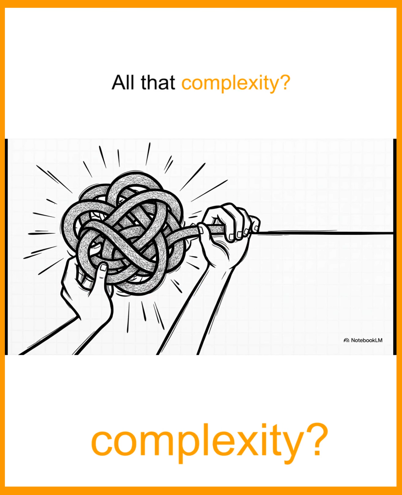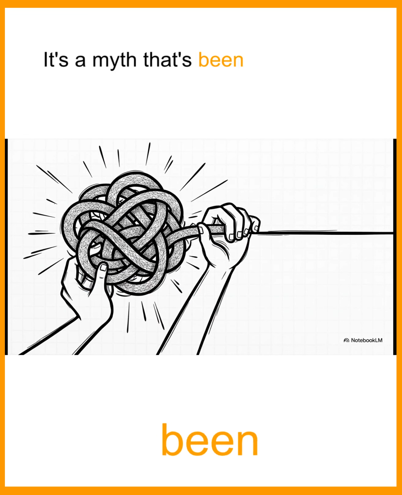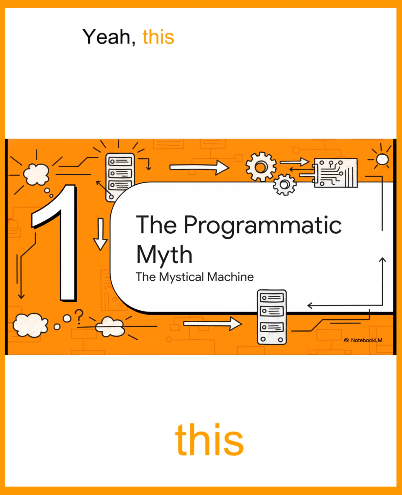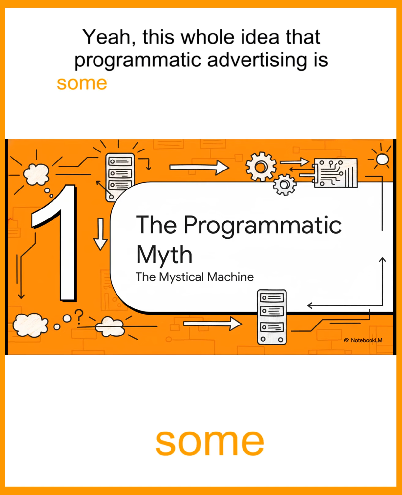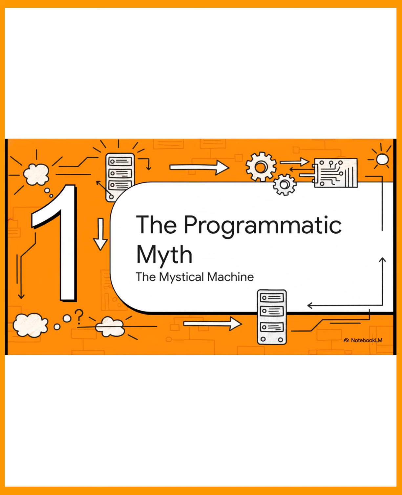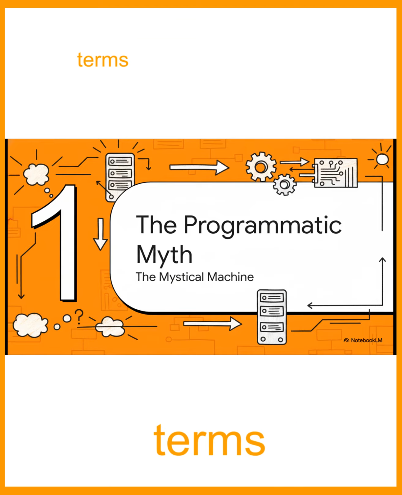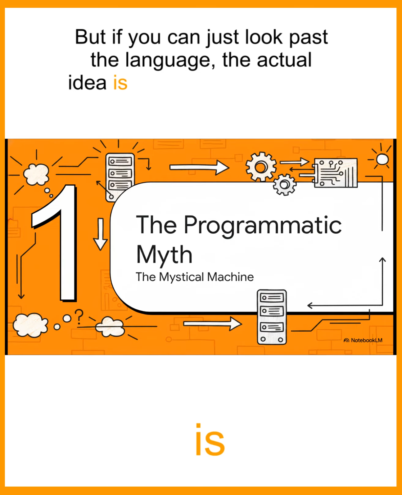It really isn't. All that complexity, it's pretty much an illusion. It's a myth that's been built up with a whole lot of confusing language. And today, we're going to tear that myth down. Yeah, this whole idea that programmatic advertising is some kind of mystical machine, it's just that. A myth. Honestly, it feels like it's been deliberately wrapped in confusing acronyms and technical terms just to make it sound more impressive than it really is. But if you can just look past the language, the actual idea is super straightforward.